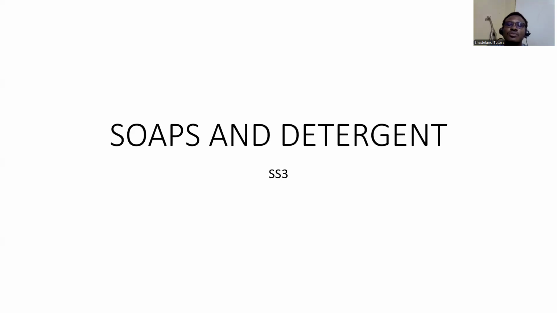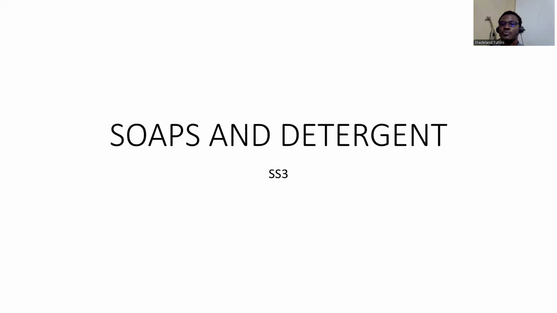Today, we are going to look at soaps and detergents. One of the chemical properties of fats and oils that we discussed in our last class was saponification, which we said is the alkaline hydrolysis of fats and oils to produce soaps and glycerol. We are going to link that to what we'll be discussing today, which is soaps and detergents themselves.